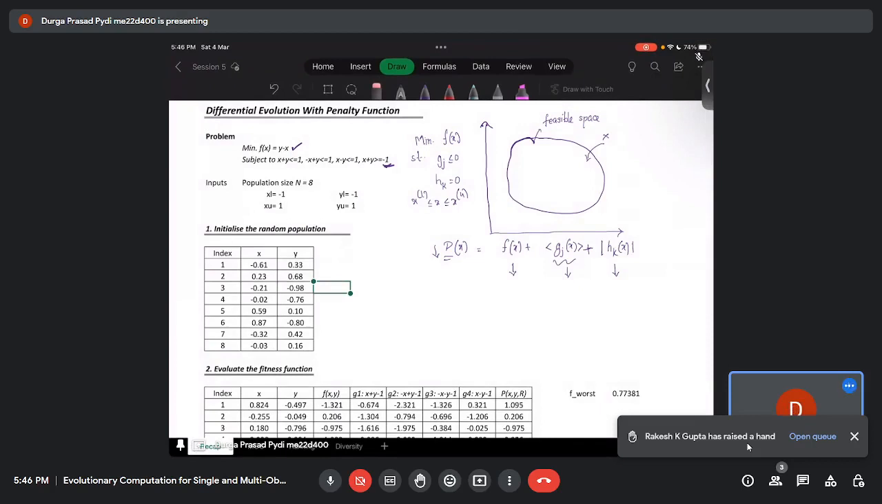So a question. What is the dynamic penalty? What is the value of gamma? What should we take?